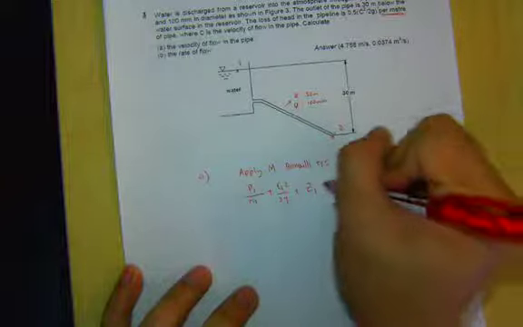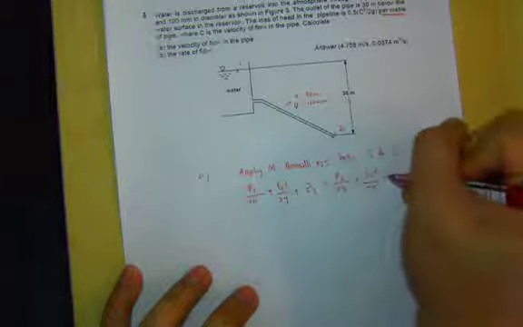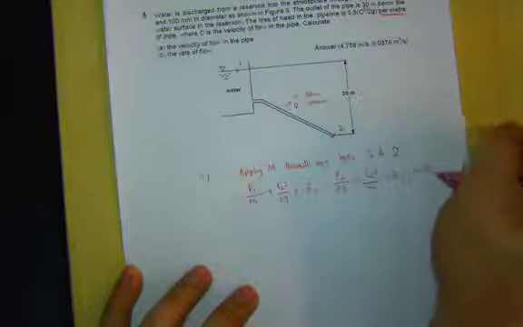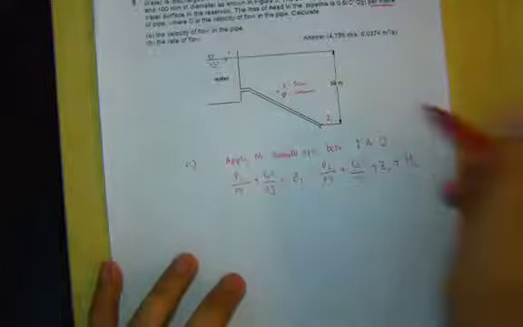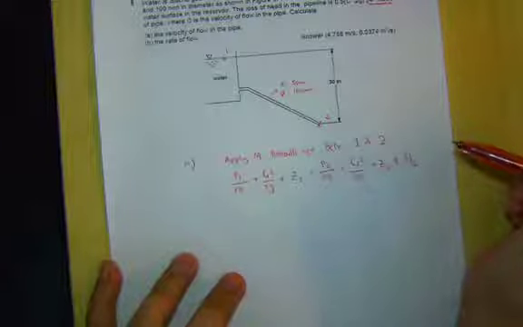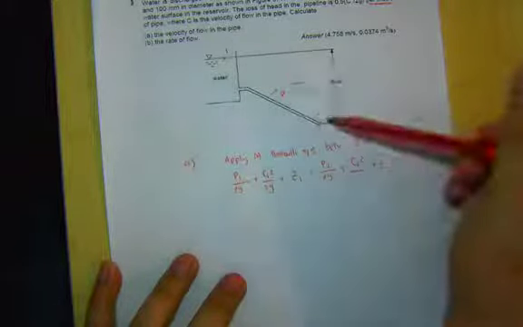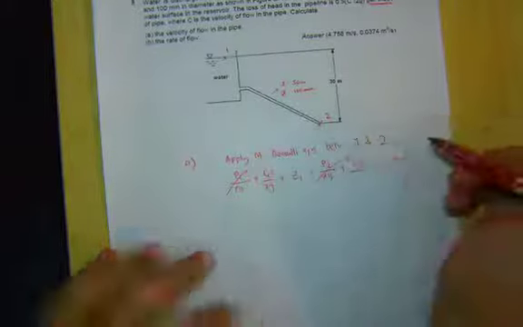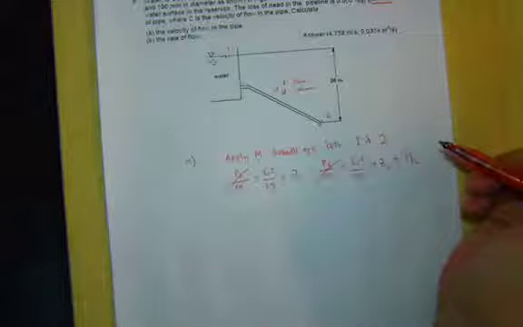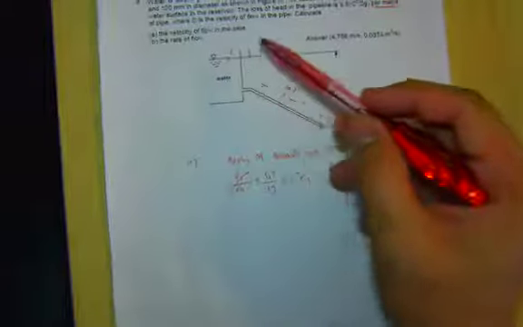Open means it's atmospheric. Okay, so we will apply the modified Bernoulli equation between 1 and 2. So write down the formula: P1 over rho g plus C1 square over 2g plus Z1 is equal to P2 over rho g plus C2 square over 2g plus Z2 plus your H loss. So the head loss is due to the flow in the pipe.